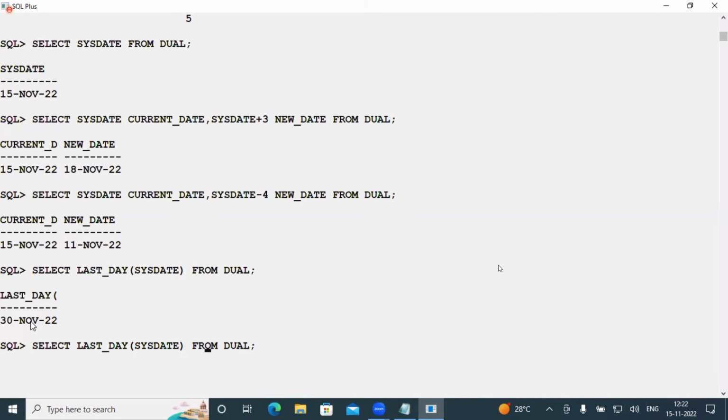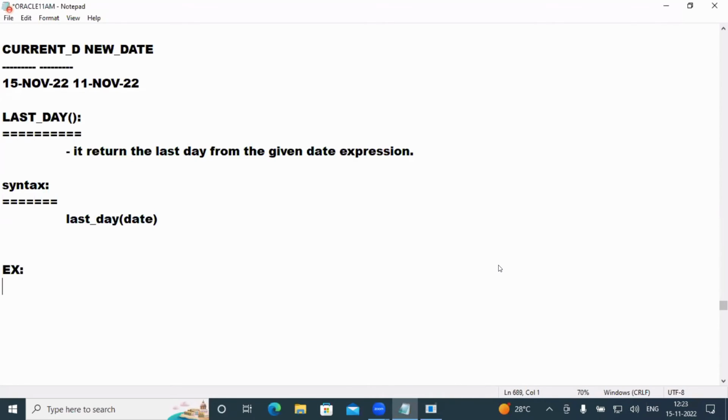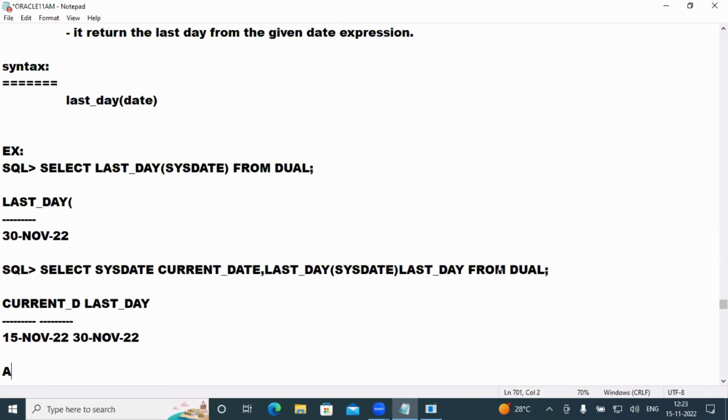Now suppose I want to write SYSDATE and show it as current date, comma, and I'm applying the last day function, showing it as last day. If I execute, the current day is in the month 15th, and the last day in the month is 30. So you can use the LAST_DAY function to find the last day of a particular date expression.